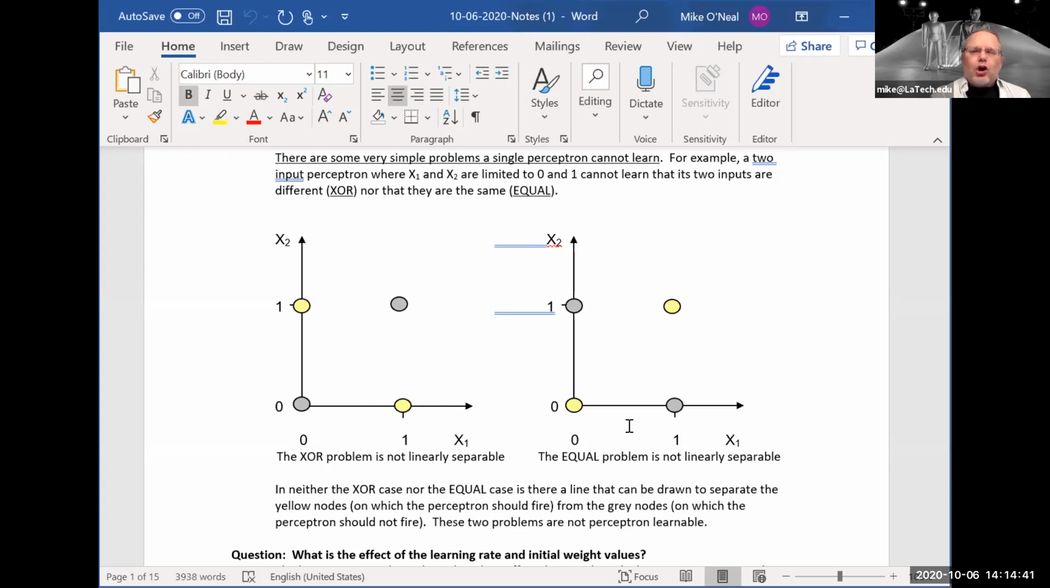So, are there any questions about what I mean when I say linearly separable? Okay. Do you understand? Do you see clearly? A two-input perceptron can't tell whether its two inputs are equal. It can't tell whether its two inputs are different. So it has extremely constrained problems that it can learn.